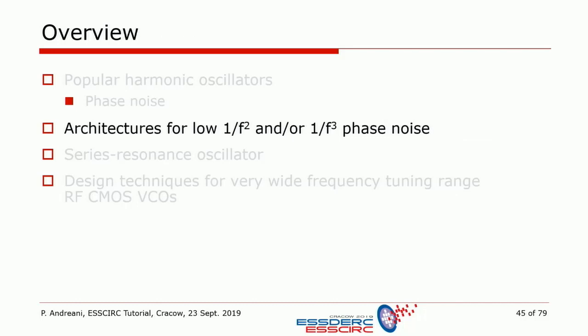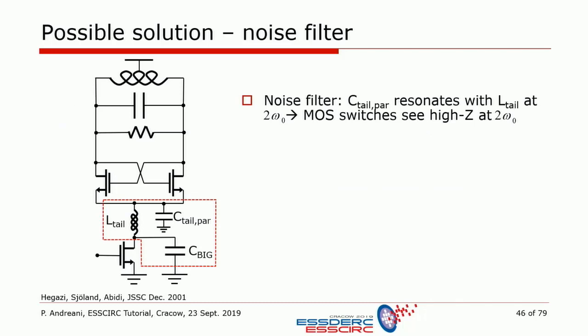And this brings me now to this part about architectures for low phase noise, 1/f cube and square and cube. One thing, perhaps we can say the most successful technique to combat the impact of these parasitics is the one that you see here, the so-called noise filter. By the way, one of the authors of this work, Henrik Sjöland, is my colleague in my department.